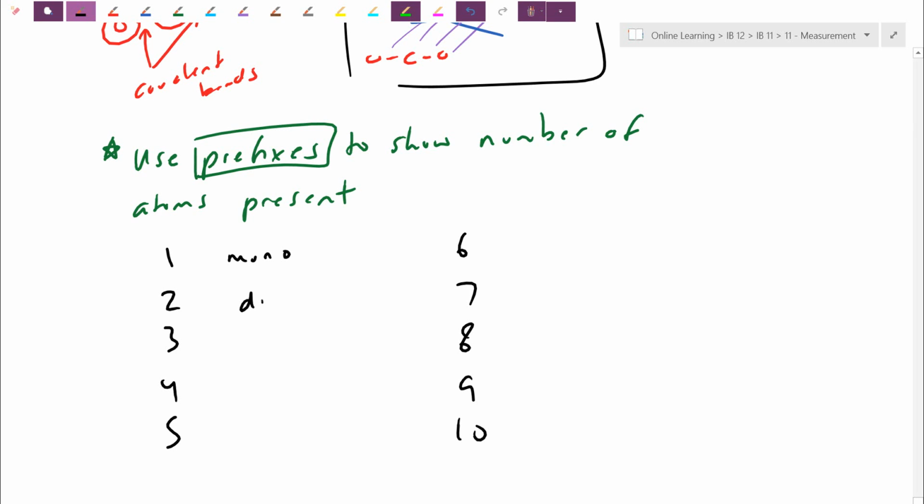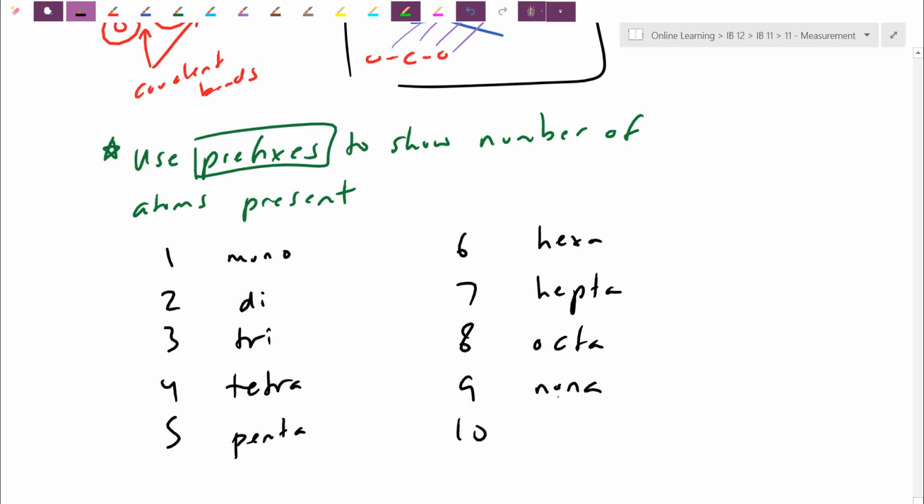So mono for 1, di, tri. 4 is actually based off the root word tetrahedral. We'll see that structure in chapter 4. Tetra means 4. Penta we've already used up above for saying 5 waters. A hexagon, 6. There is such a shape as a heptagon. It's just not a very symmetrical shape. That's why we don't usually talk about it much. An octagon, like a stop sign.